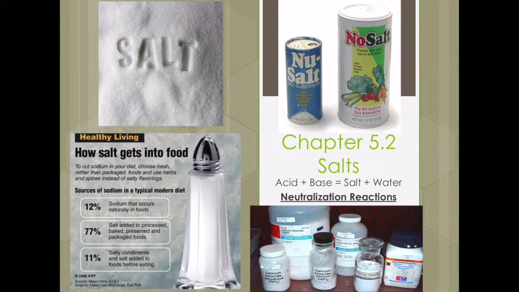Okay, folks, here we go. This is a quick lesson on salt. And what a salt is from a chemical standpoint is something that is neither an acid nor a base.